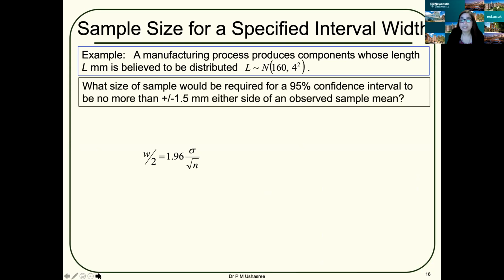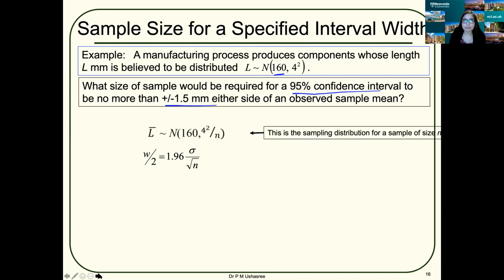This question is nice. A manufacturing process produces components whose length L millimeters is believed to be distributed normally with a mean 160 and a variance 4 squared. What size of sample would be required for a 95% confidence interval to be no more than plus or minus 1.5 millimeters? So that is the width they're talking about on either side of an observed sample mean. Okay, so that's your sampling distribution. The normal distribution is given for you, so you have to state the sampling distribution from there.